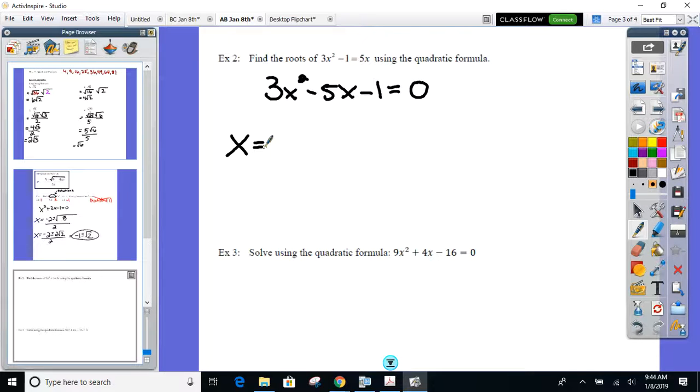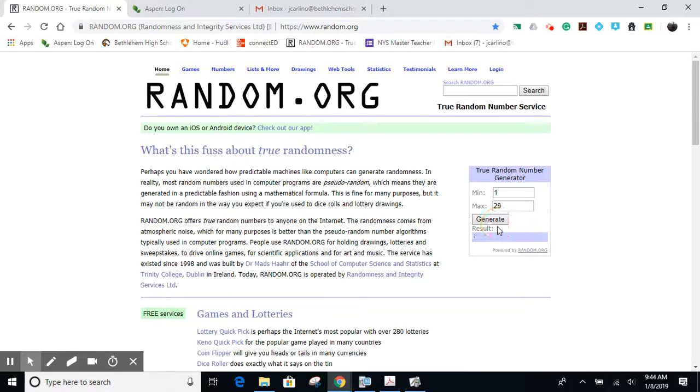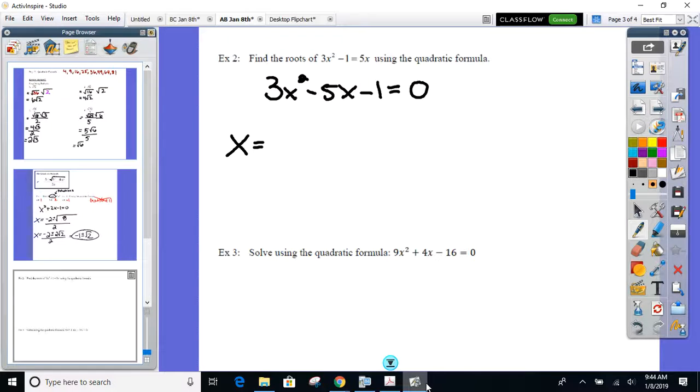X equals. What's my b value? So when I plug it in the quadratic formula, it's going to become, everyone see that, negative b here, that becomes 5. Plus or minus, I will give you guys about a minute right now to store everything into your calculator. Do not try to plug in b, a, and c on your own.